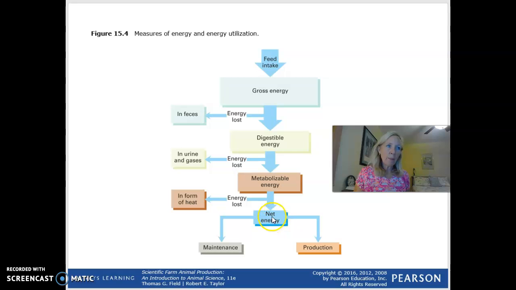And look at how small that box is, because that's the energy that's left for maintenance, maintaining your body, not growing, just maintaining your body, and energy left for production. So think how much a dairy cow has to eat in order to produce 8 or 10 gallons of milk a day. So she has to have all that feed, some of which is pooped out, some of which is lost in urine and gases, some of which is just lost in her body heat, some of it is used to maintain her body and her cells, and what is left over can be used for production.